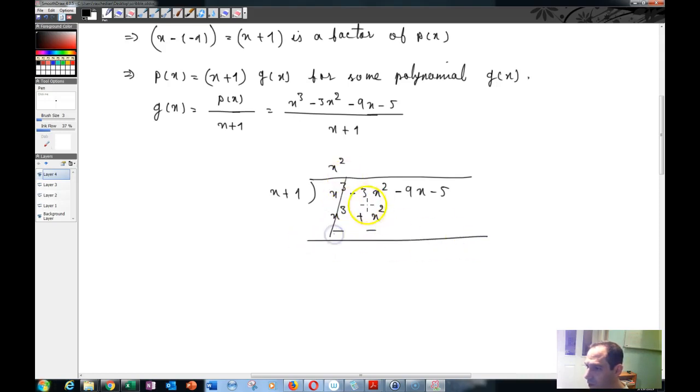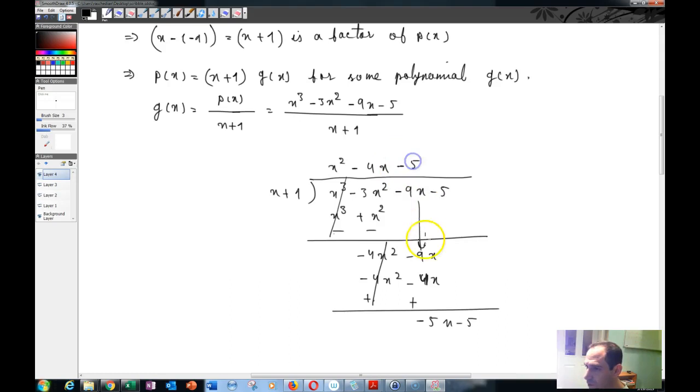negative, these two will cancel out, negative 3x squared minus x squared is negative 4x squared, negative 9x comes down here, and then negative 4x squared divided by x is negative 4x, so that's negative 4x squared, negative 4x, and then adding them together, we get negative 9x plus 4x, which is negative 5x minus 5, and negative 5x divided by x is negative 5, so negative 5x minus 5, and then here you get a 0, and so this is equal to x squared minus 4x minus 5.